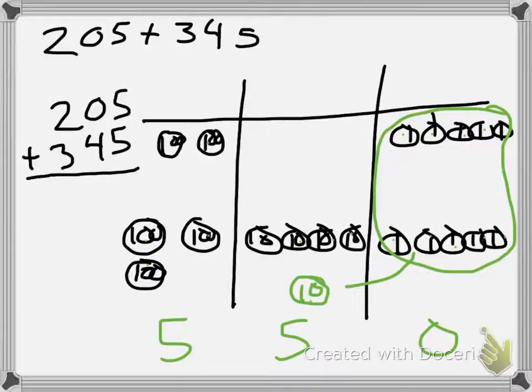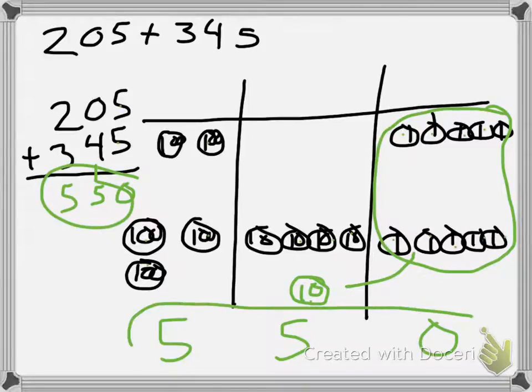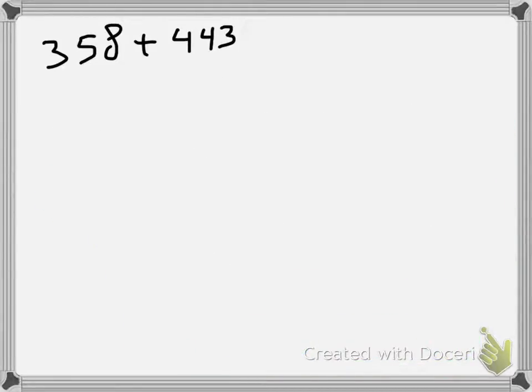So now I'm going to do my vertical form. So I've got 5 plus 5, which equals 10. I've got 0 plus 4, which equals 4, plus 1, which equals 5. And then 2 plus 3, of course, equals 5. And so we get the same answer. Now this was problem set 1, problem A. We're going to go ahead and move on to problem set 1, problem F.